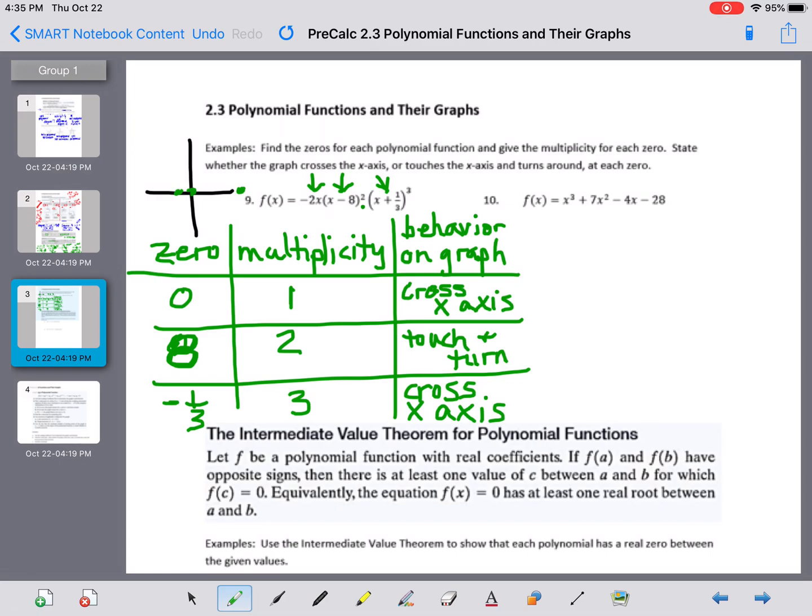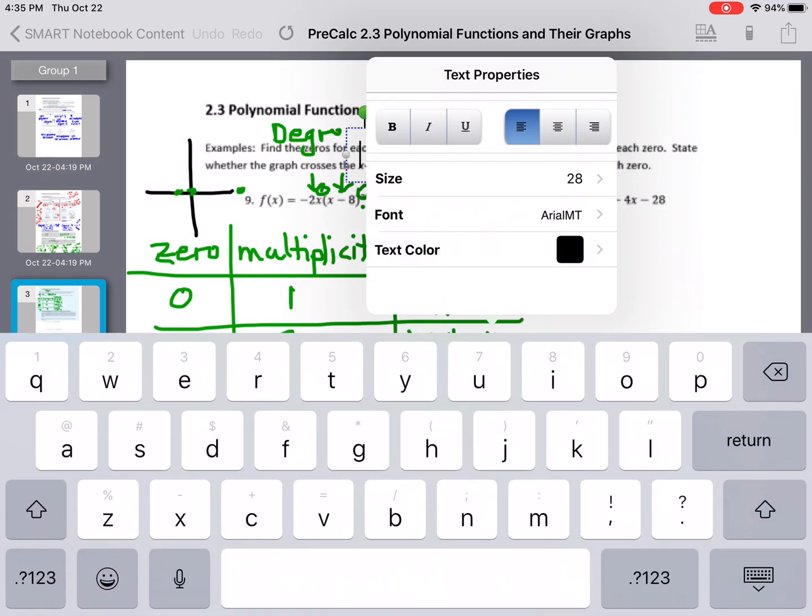Okay, what degree is this function? Well, if you look, this is a 3, this is a 2, this is a 1. 3 plus 2 plus 1 is 6, so it's degree 6, okay? I say that so that I can think about where my graph, my end behavior is.